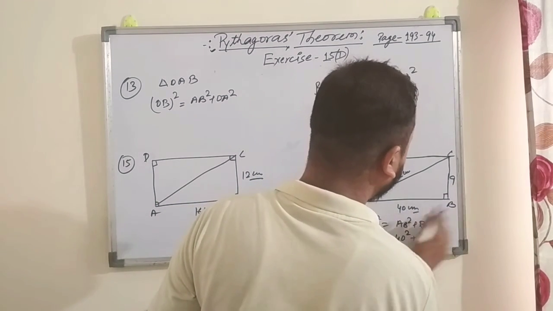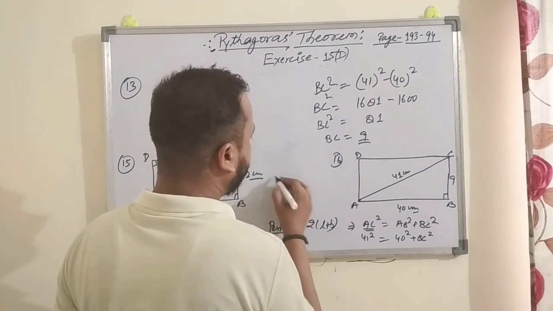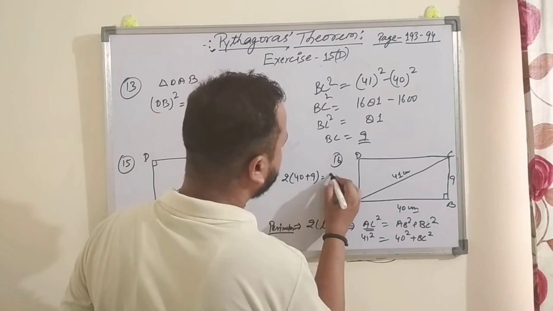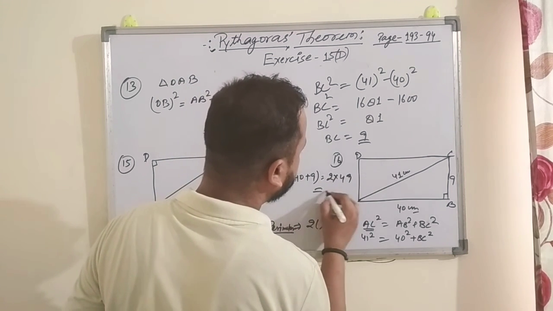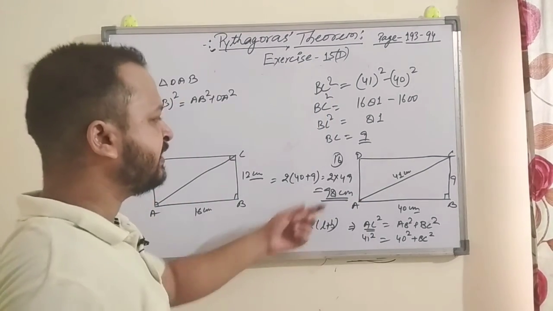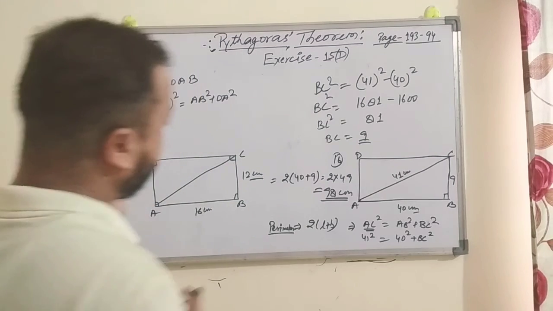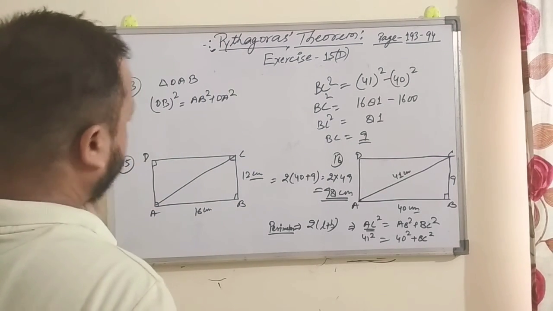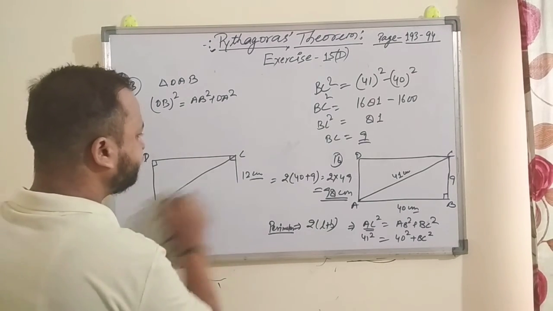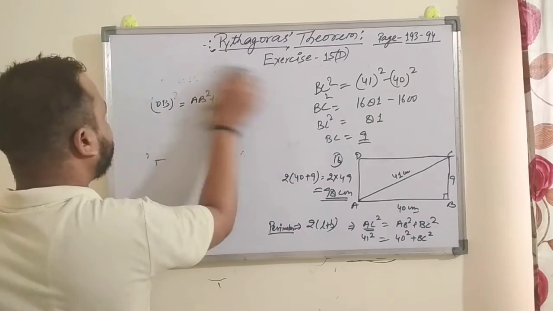So if this is 9, this is 40. So perimeter is 2 into 40 plus 9. So 2 into 49, that is 98 centimeter. So 98 centimeter is the perimeter of this rectangle. Come to the last question, which is question number 17.